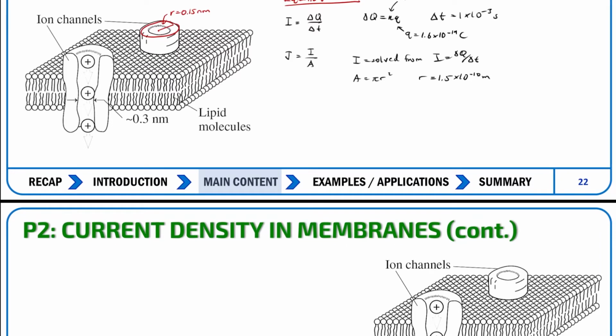Let's start off with I. I is equal to delta Q over delta T, which is equal to N q. We know that N is 1.1 times 10 to the 4, times 1.6 times 10 to the negative 19 coulombs, divided by 1 times 10 to the negative 3 seconds. And so I is equal to 1.76 times 10 to the negative 12 amps, since it's coulombs per second.